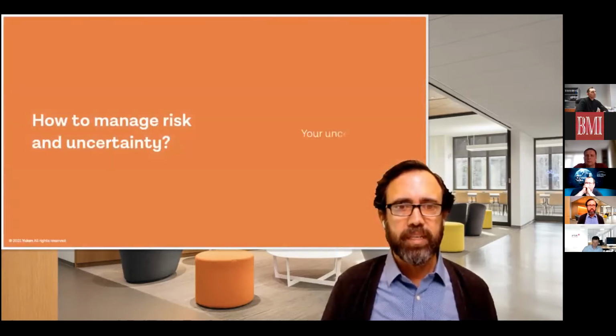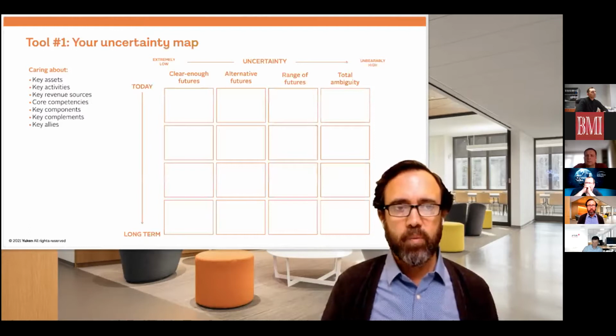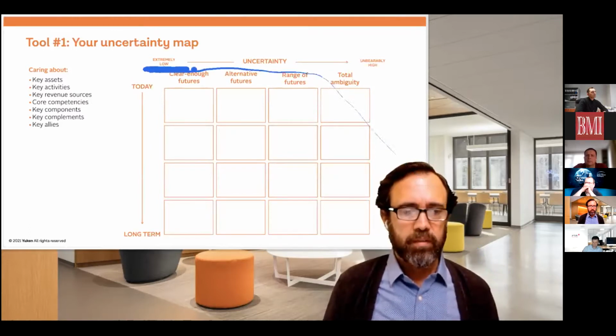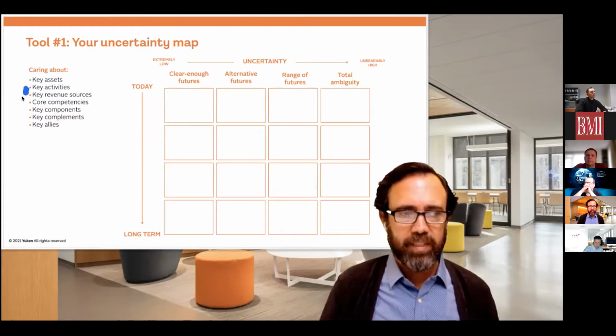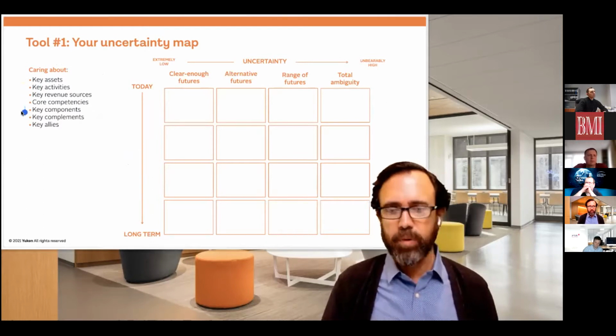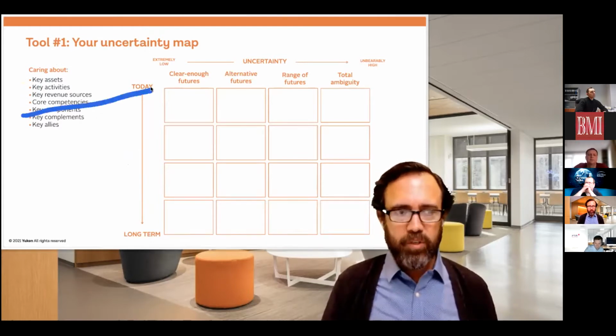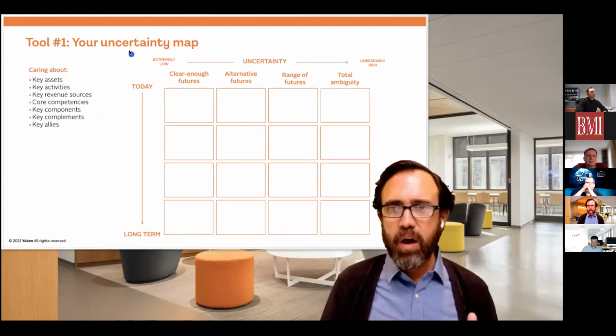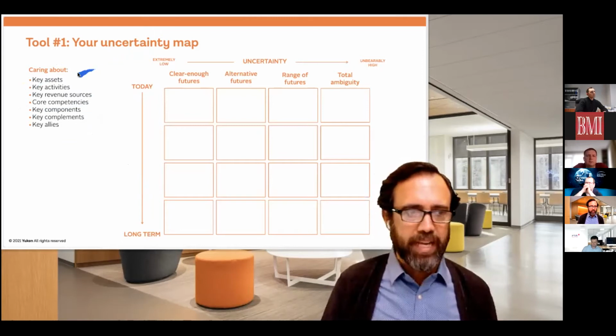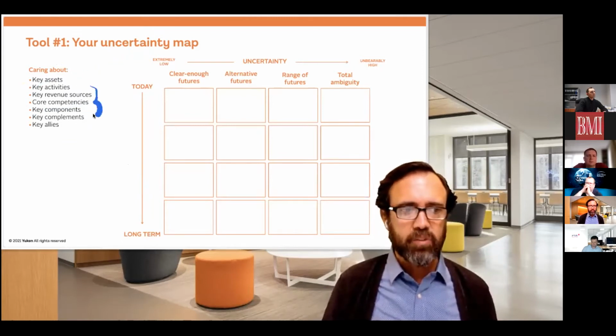the uncertainty map, in which we have different levels of uncertainty: short, medium, long, very long term, and different key aspects of our business: key assets, activities, revenue sources, competencies, components. And the thing we do, we try to fill it, trying to see what are the sources of uncertainty and how these sources of uncertainty can affect our key assets, our key activities, and so on and so forth.